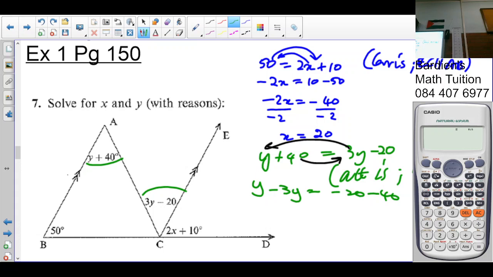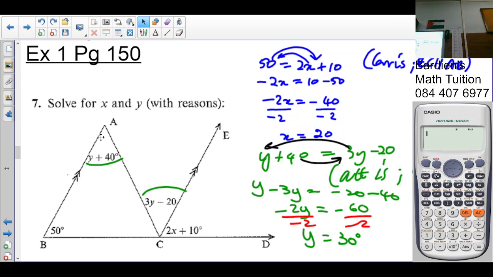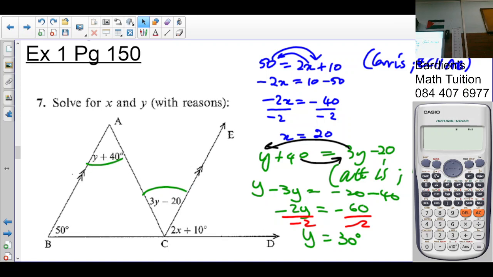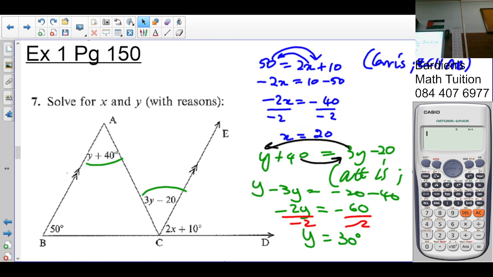What is y minus 3y? Negative 2y. Negative 20 minus 40 is negative 60. Divided by negative 2 both sides. So y is 30. So what's the size of this angle here? 30 plus 40 is 70. Can you see it? So put 30 in here. 3 times 30 is 90, minus 20 is 70. You see it's the same. But that was not the question. Okay.